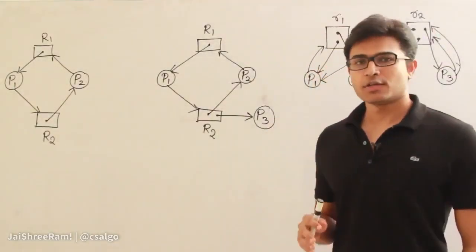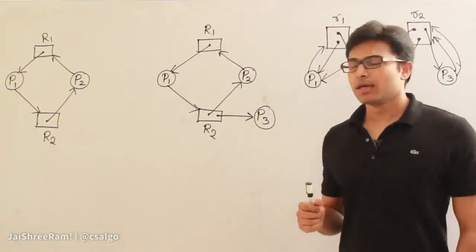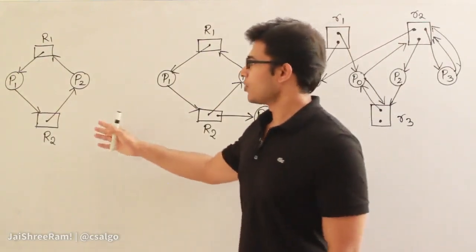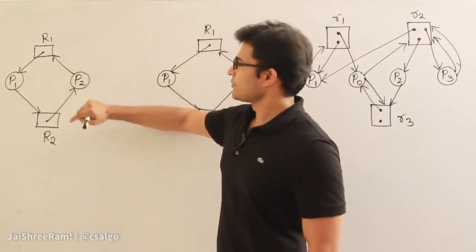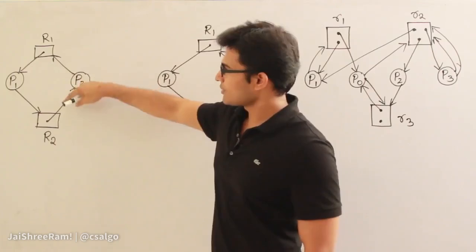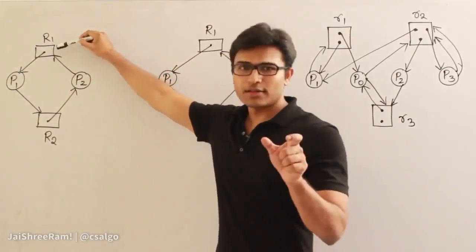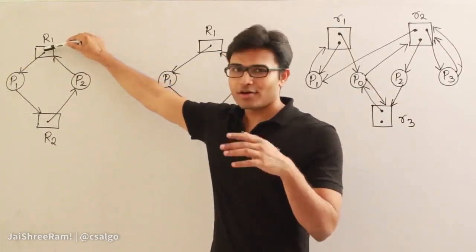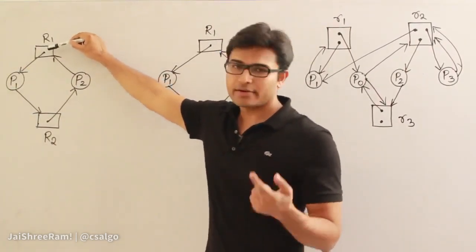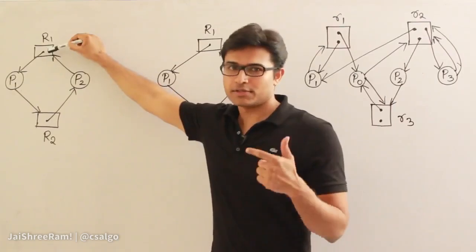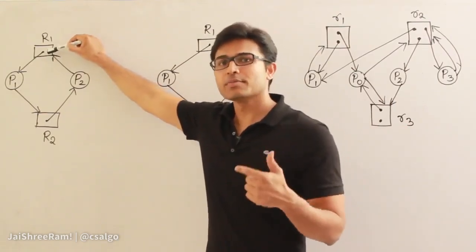Now let's see a few examples on these resource allocation graphs. First example is this. This is a resource allocation graph, and here the resources are single instances, isn't it? Because every resource cell contains only one dot. By the convention, it is a single instance resource type graph.